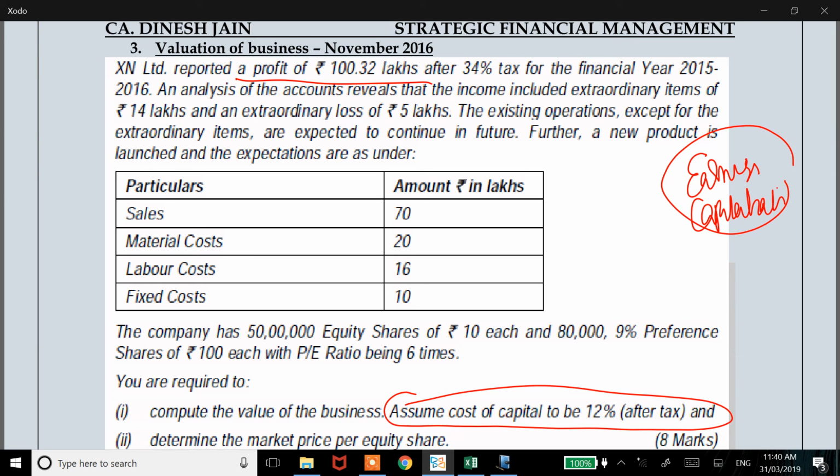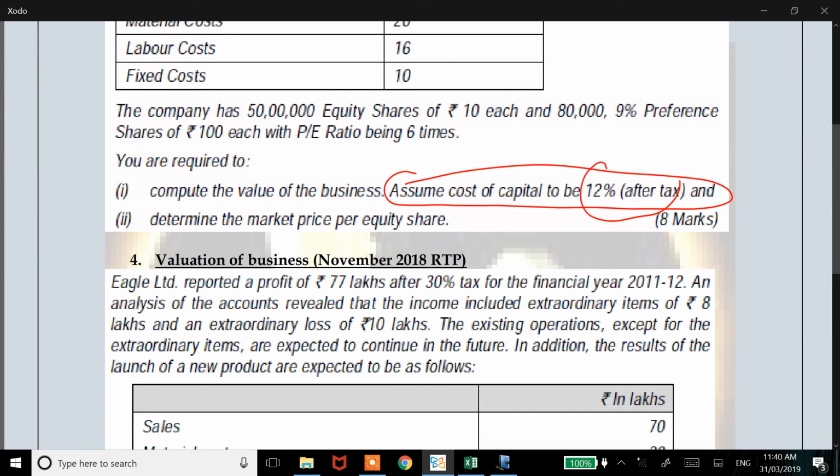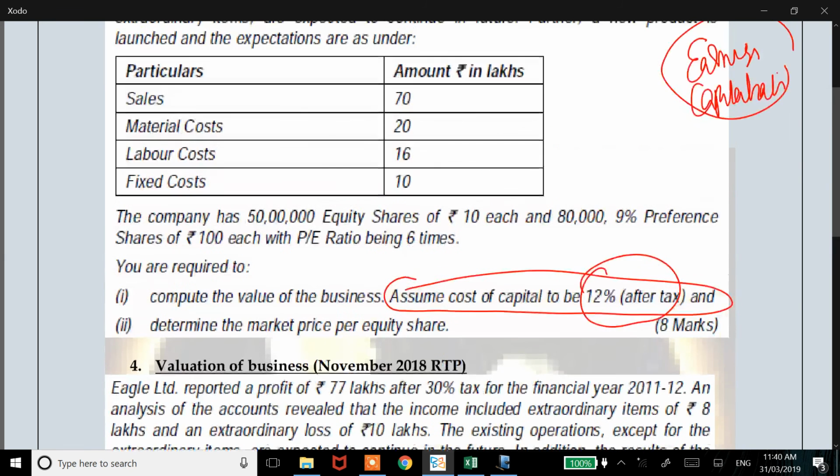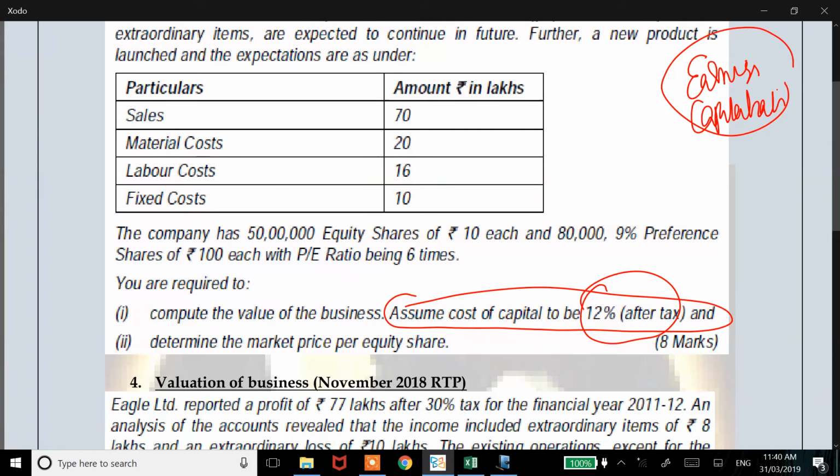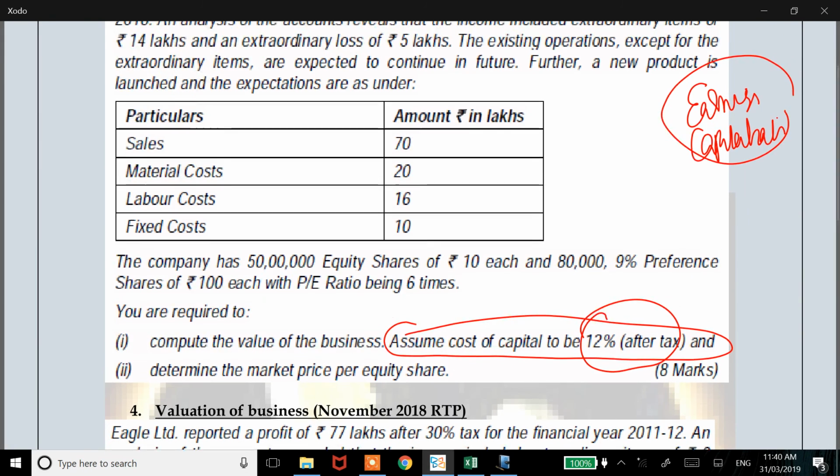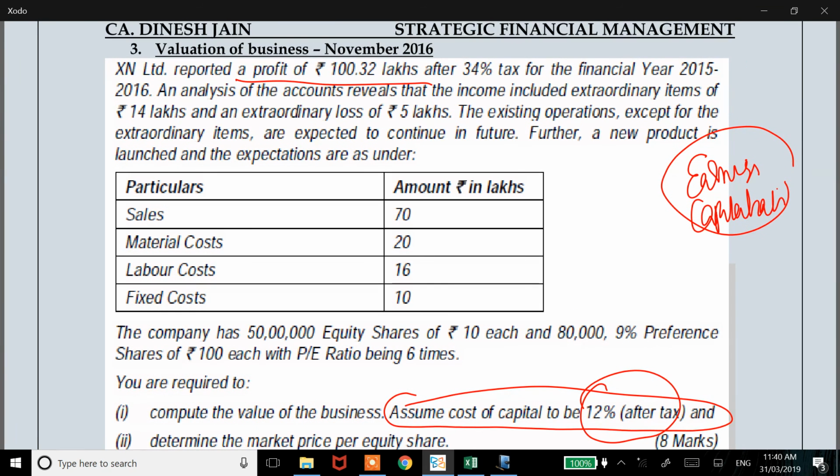That is, I'll calculate the earnings, multiply with the PE multiple if I have one, or divide by the capitalization rate. The capitalization rate is 12%. Now when you calculate earnings based value, we have something called future maintainable profit. You don't go by the past profits; you look at what is the future maintainable profit. My starting point is past profit. I will add certain items, deduct certain items, and then get the future maintainable profit.